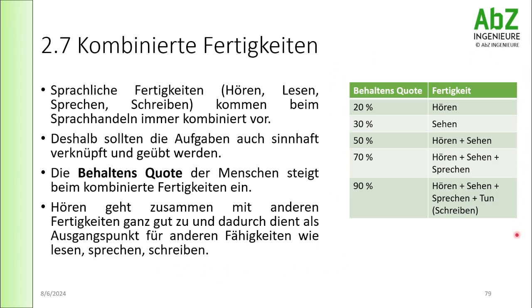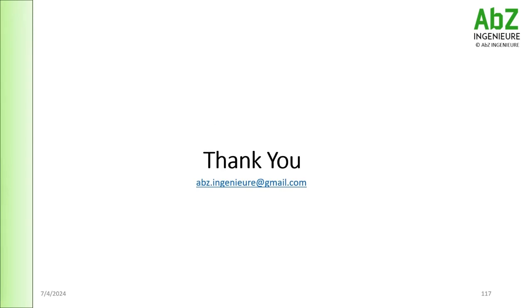So on the right you have a table column which shows that if you just listen alone, you retain just 20% of the knowledge. If you see, you retain 30% of the knowledge. If you see and listen, you retain 50% of the knowledge. If you see, listen and speak, you retain 70%. If you listen, see, speak and do, in this case schreiben, you retain 90% of what is being taught to you. That should be the target, and that's why you must combine all the 4 Fertigkeiten together while doing the exercises. With that, the chapter comes to an end.